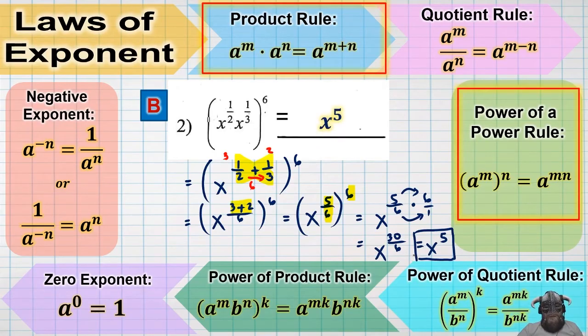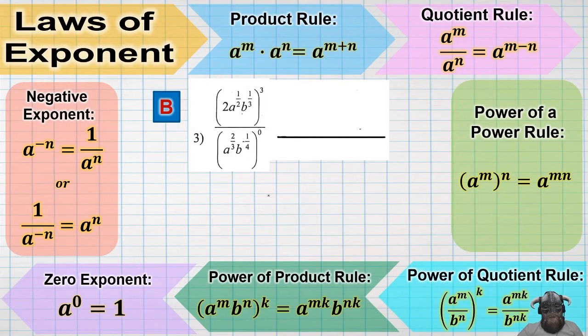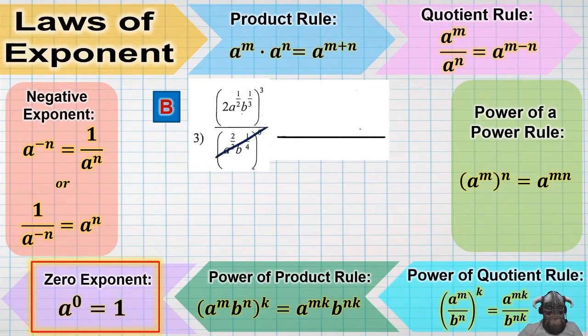Okay, let's go to letter B, number 3. So you have this complicated expression, (2a raised to 1/2 times b raised to 1/3) quantity raised to 3, all over (a raised to 2/3 times b raised to negative 1/4) quantity raised to 0. So in this case, gagamit tayo ng zero exponent sa una and we'll just somehow cancel this one and make this one just equal to 1. Kahit hindi na natin siya pansinin kasi equal over 1 lang naman yung maging expression natin. So we'll be focusing on this numerator side.